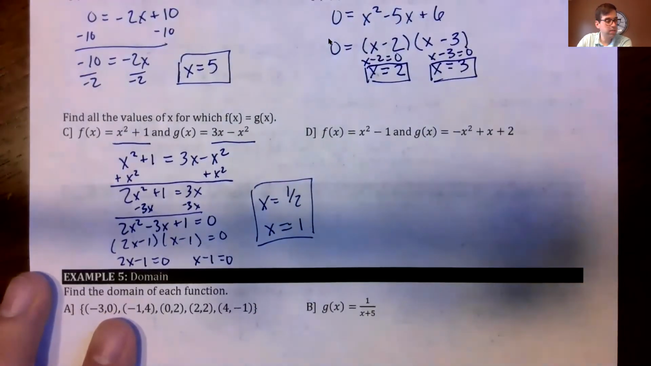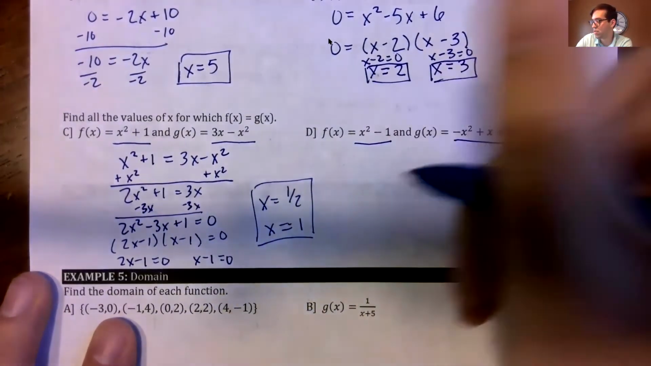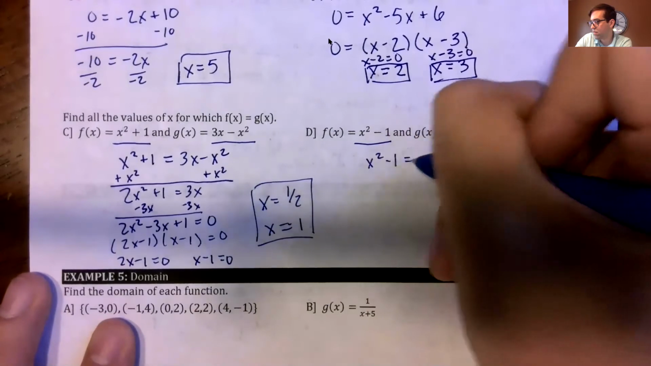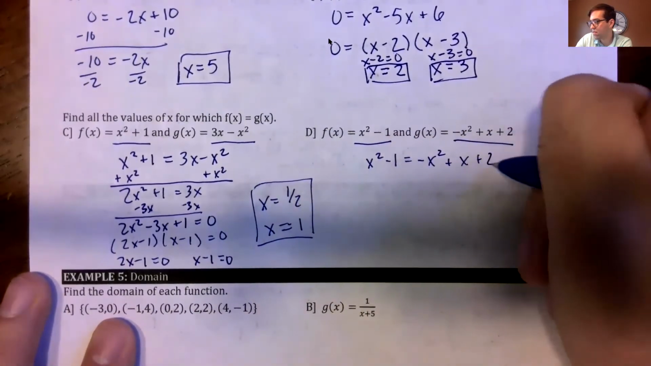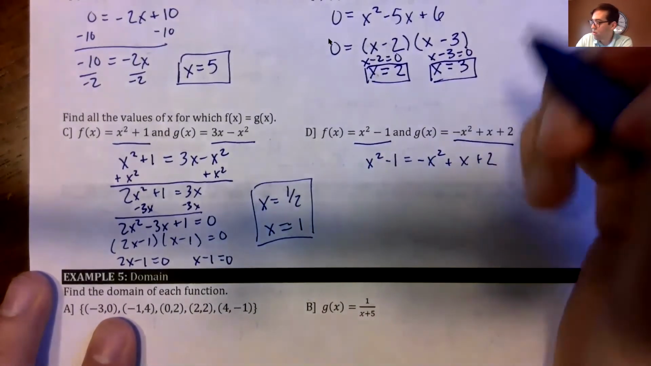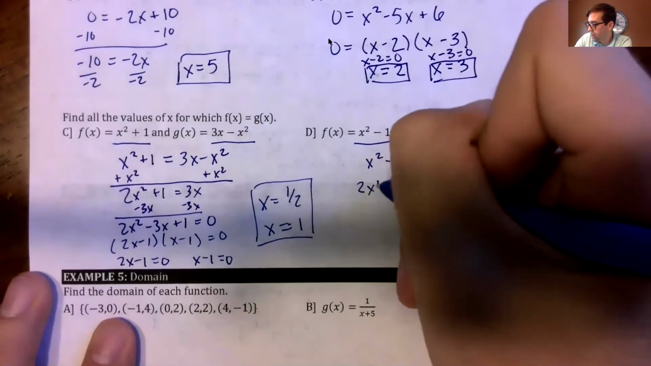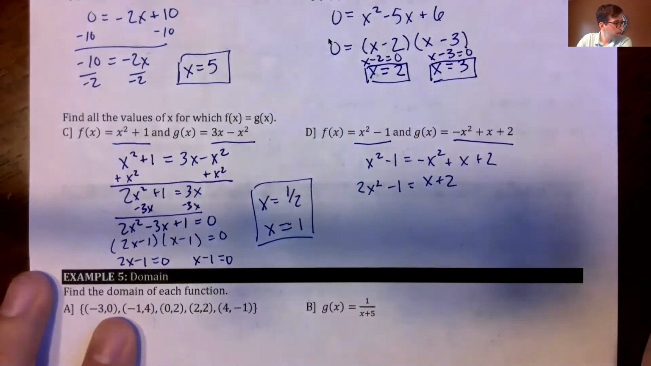Okay, and then for letter D, we're going to do the same thing. We're going to set f of x equal to g of x and then solve. I'm going to add x squared to both sides, so I'll get 2x squared minus 1 equals x plus 2. Then I am going to subtract the x and subtract the 2.